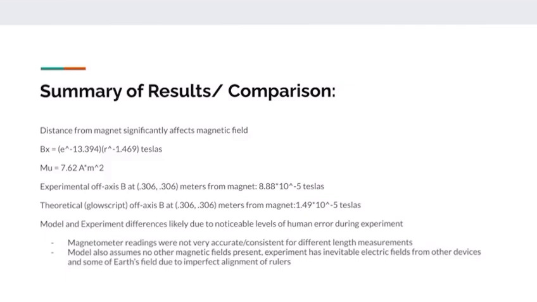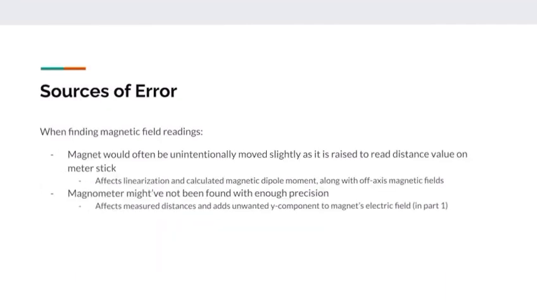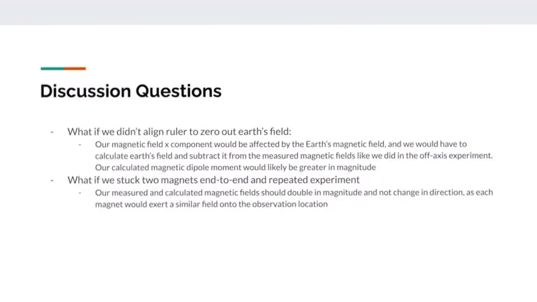The reason why our results were so off was mainly human error when actually finding the distances associated with each magnetic field reading from part 1 and part 2. When we would lift the phone up to find the distance, the phone moved a little bit, which affected the distance reading and made the distance readings inaccurate.